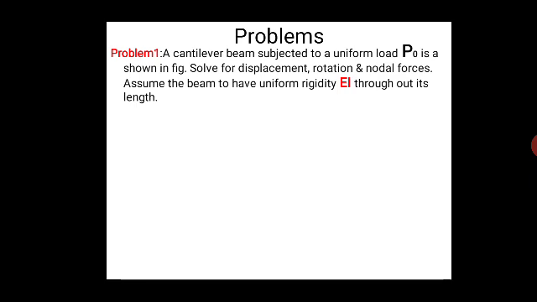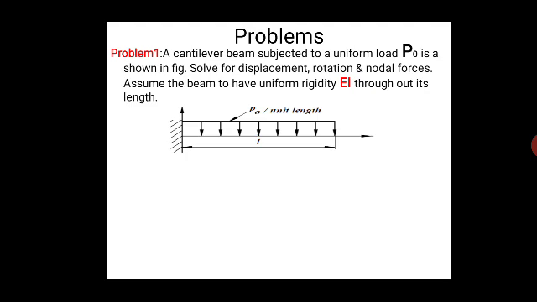Now let us consider a problem. There is a cantilever beam which is subjected to a uniform load P0, as shown in the figure. Here, solve for the displacement, rotation and nodal forces. Assume the beam to have uniform rigidity. Take E into I throughout its length, that is, Young's modulus into moment of inertia, we can consider that as EI.